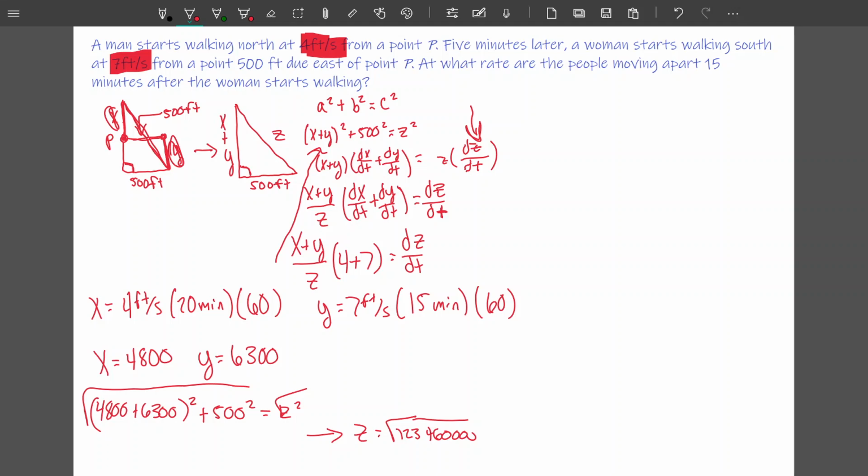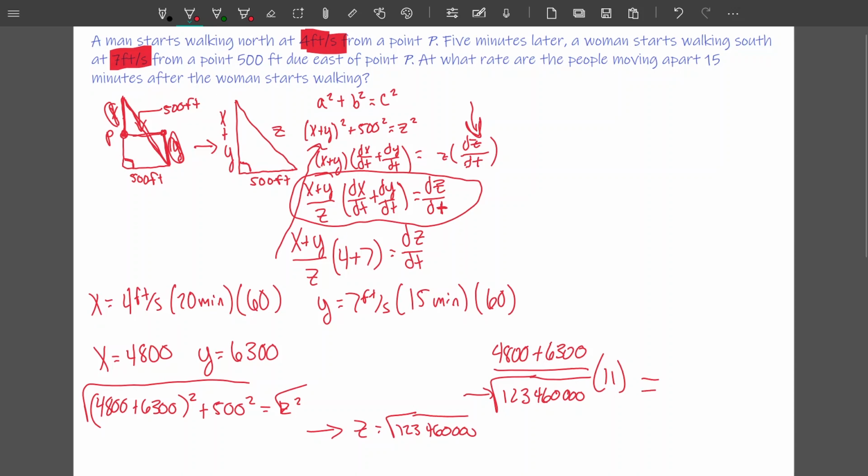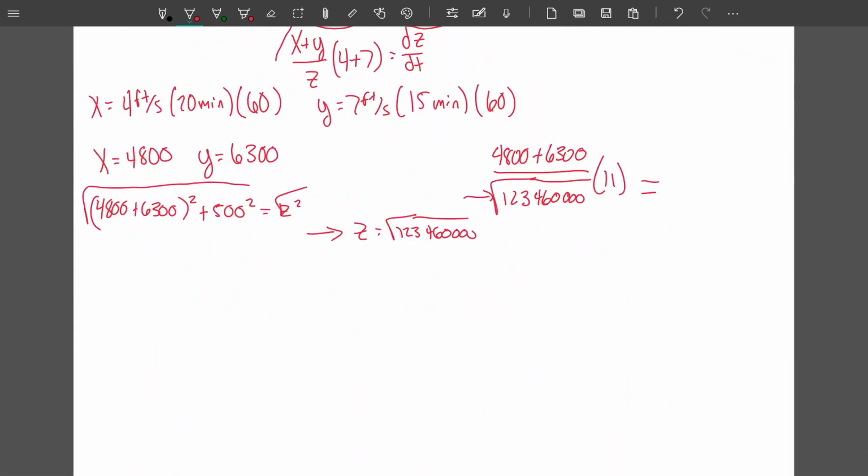Alright, so now that we have our x, y, z, and our rates, we can plug all this back into this original equation we came up with. So x plus y, 4,800 plus 6,300, over our enormous number, the square root of 123,460,000, and then multiplied by 7 plus 4, which is 11, and multiply the top by 11, and once you work everything out, you're going to get a number that is approximately 10.99 feet per second.